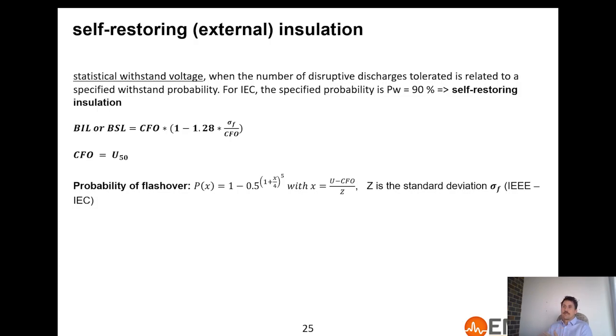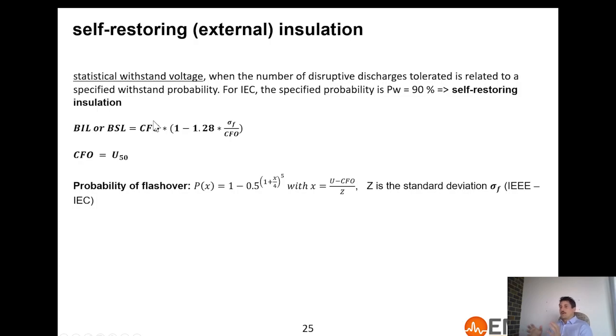So for self-restoring insulation, like I explained, there is no set limit where above you have a flashover and below you don't. Here, it's a probability. So the BIL is for lightning and the BSL is for switching, and it's a 90% probability to have a disruptive discharge. Okay, so it's just a probability. Then you have the critical flashover. The critical flashover is 50% chance to have a flashover. So the BSL-BIL is 90% and the CFO is 50%, for switching or for whatever impulse you do.